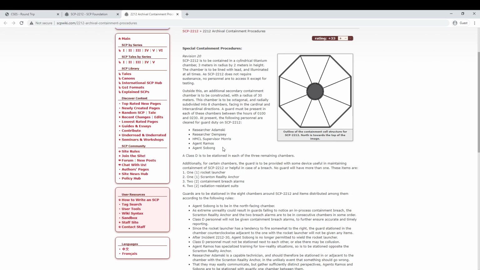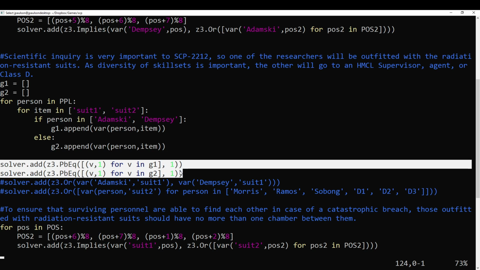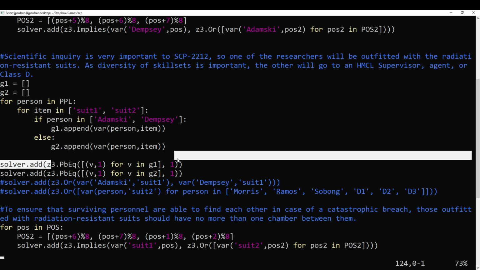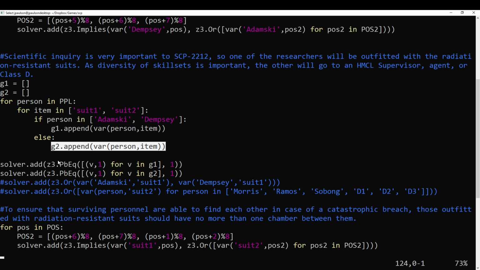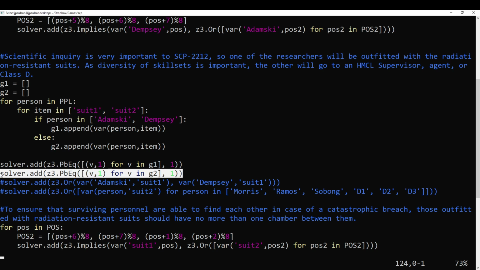Supervisor, agent of class D. Well, everyone who's not a researcher is either a supervisor or an agent of class D. So for all the people and for the suits, we're going to add exactly one constraint. By the way, EQ is for equals. So we need to collect up all of the variables that represent a researcher getting a suit. That's in G1. And then all the variables that represent someone else getting a suit. That's in G2. And we can say that exactly one thing from G1 has to be true and exactly one thing from G2 has to be true.